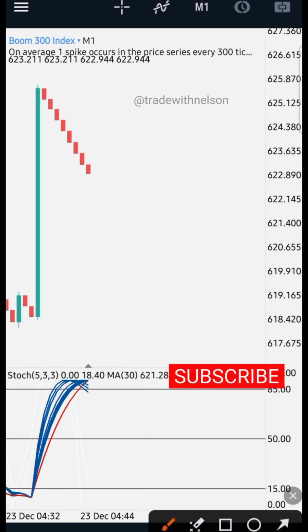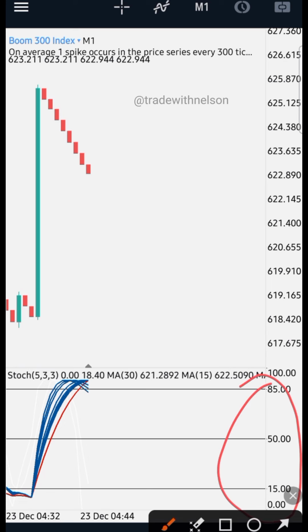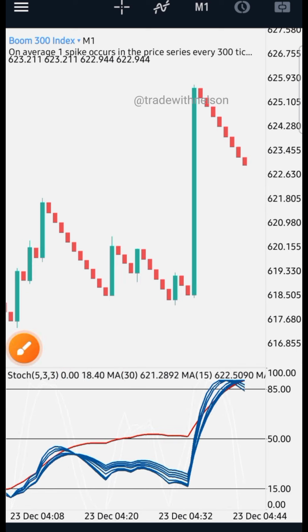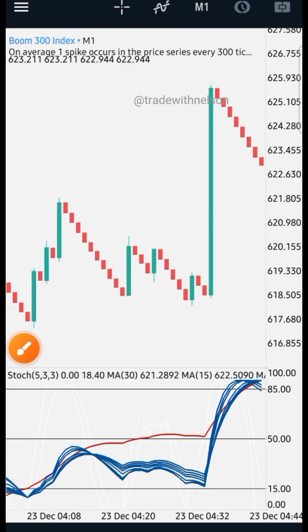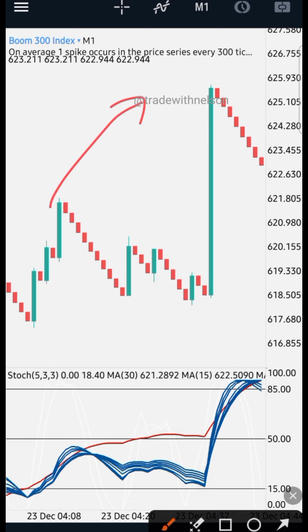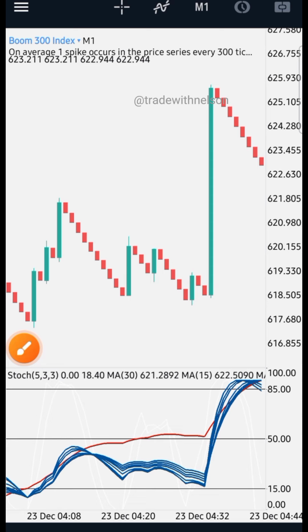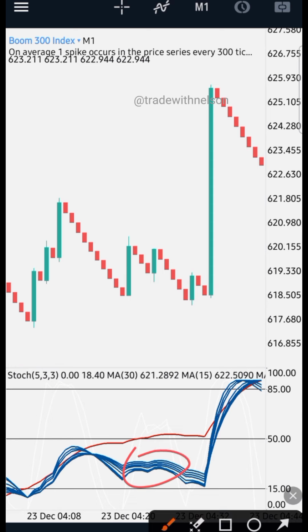As you can see on my chart, I have two indicators mainly. I have the stochastic oscillator, which measures the oversold and overbought level, and I have moving averages. All the lines you see over here are moving averages. I have the red moving average, which is the 30 period, which measures the longer period of the market trend, and I have the 15 to 5 moving averages, which is the blue, which measures the short time period for the trend.